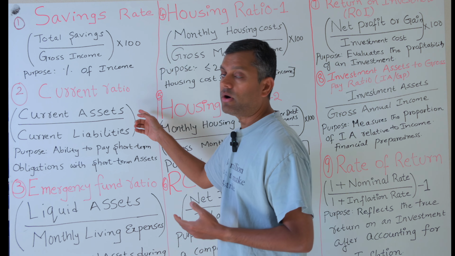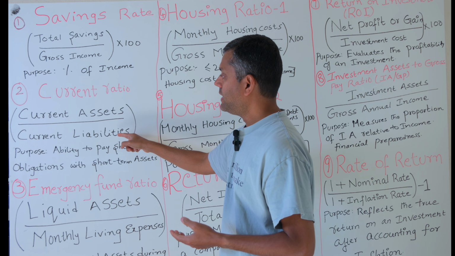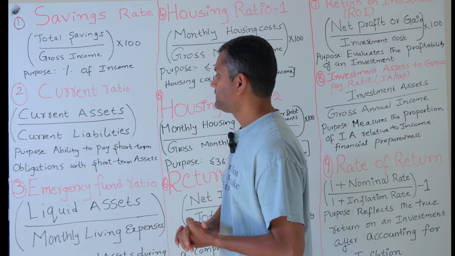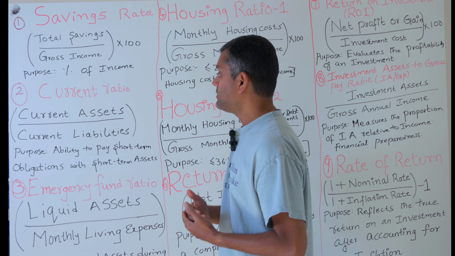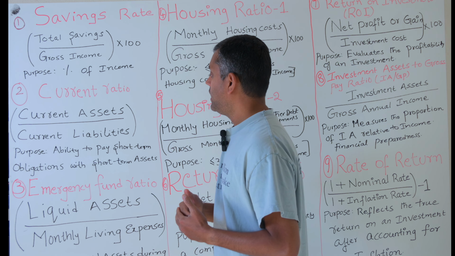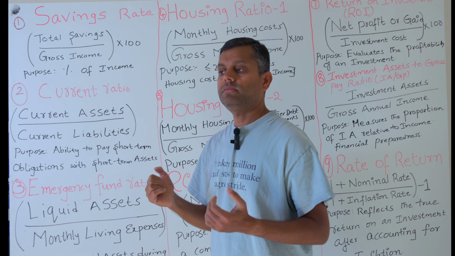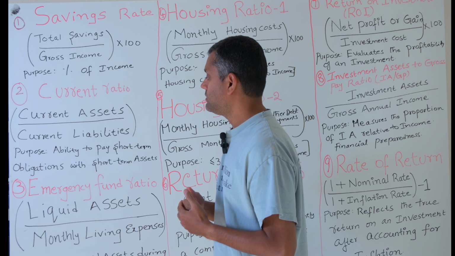The second formula is current ratio: current assets divided by current liabilities. Current ratio is used to determine the ability of an individual or a company to pay their short-term obligations, such as debts, with their short-term assets.